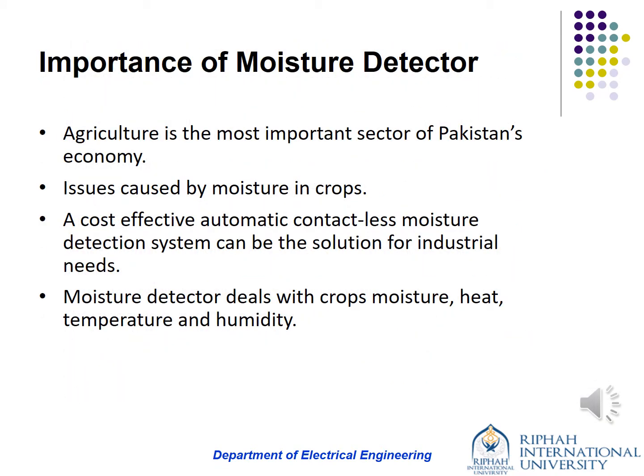Let's talk about the importance of the moisture detector. As we all know, agriculture is the most important sector of Pakistan's economy and there are many issues caused by moisture in crops. So the solution for the industrial need is a cost-effective, automatic, contactless moisture detection system. It deals with crop moisture, heat, temperature and humidity.